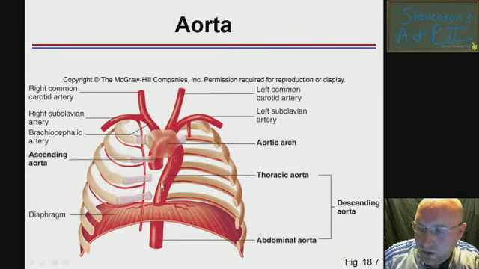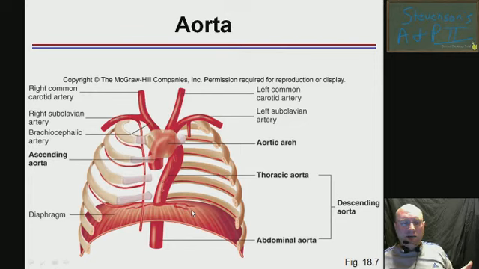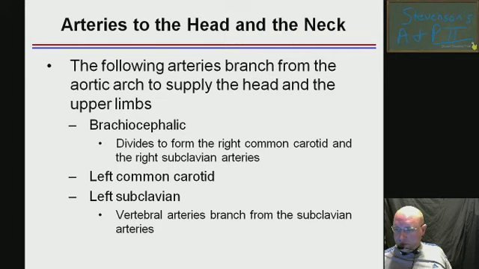Right here. Thoracic means it's going through the thoracic cavity. The abdominal aorta is where the descending aorta goes into the abdominal area. Then you have the muscle that separates the thoracic cavity from the abdominal cavity, the diaphragm. Make sure you know all of these different parts.